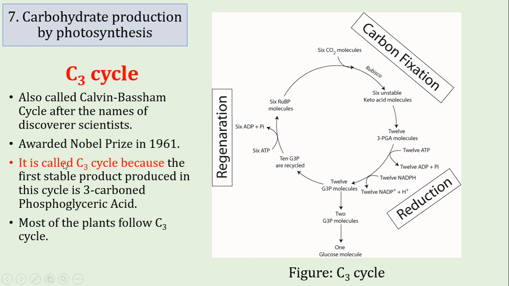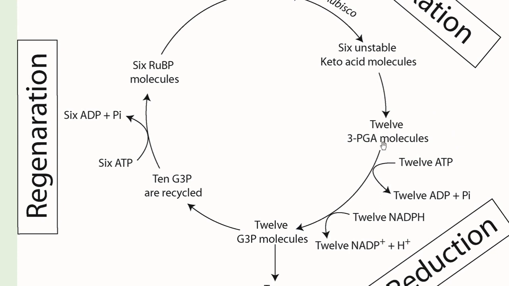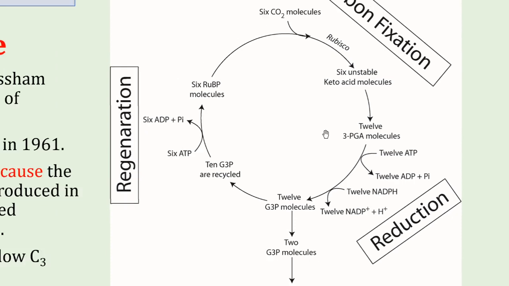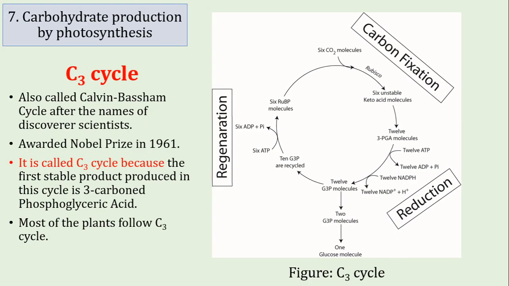Why is this cycle called C3 cycle? Because these chemical reactions take place successively in form of a cycle, and the first stable product produced during this C3 cycle is 3-carbon phosphoglyceric acid. 3-carbon phosphoglyceric acid molecules, this is the first stable product that contains 3 carbon. That is why this cycle is called C3 or carbon 3 cycle. Most of the plants follow the C3 cycle. We have said that already.